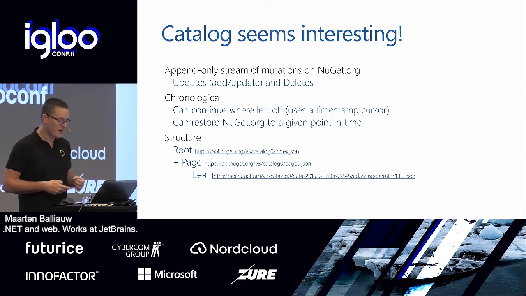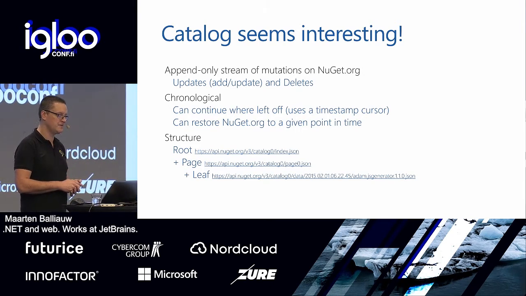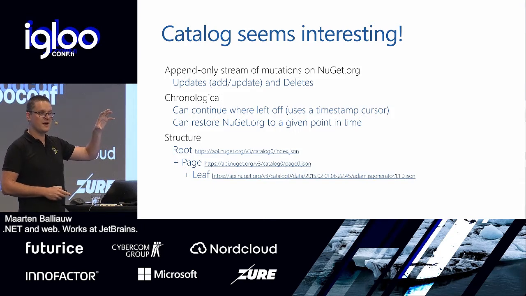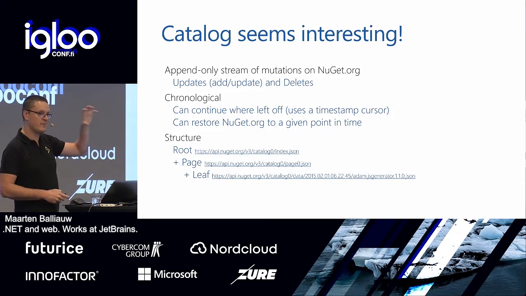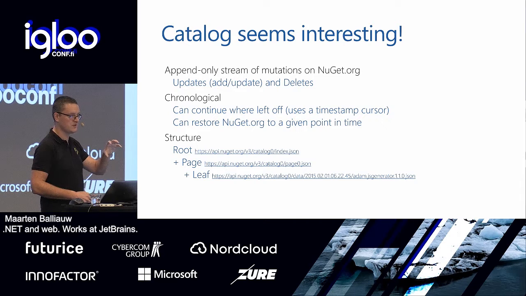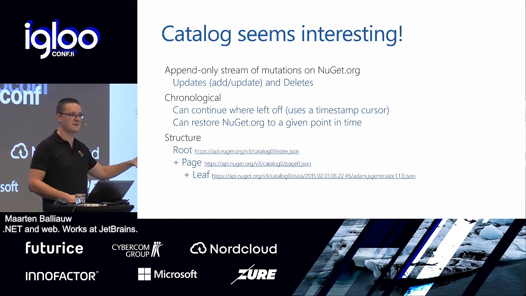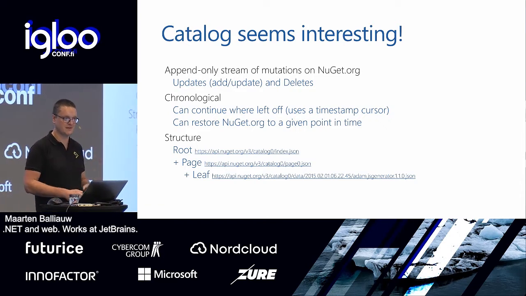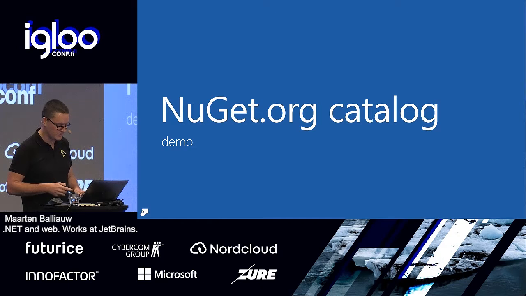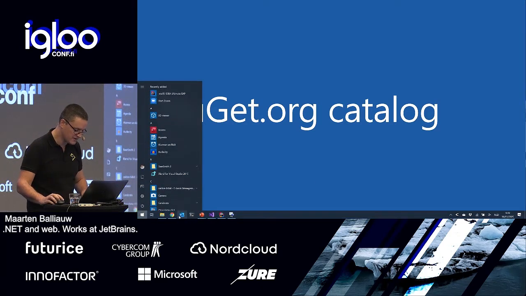The structure I'll quickly show you in the browser as well, is basically you have the root of that catalog. That catalog lists a number of pages, and every page points to registration or catalog leaves, which contain the actual package details. Very abstract, I know, but I'll quickly show you in the browser what it looks like.